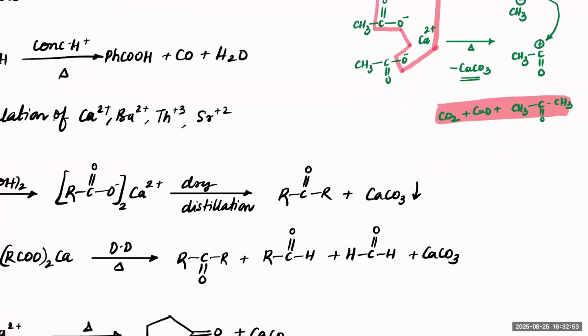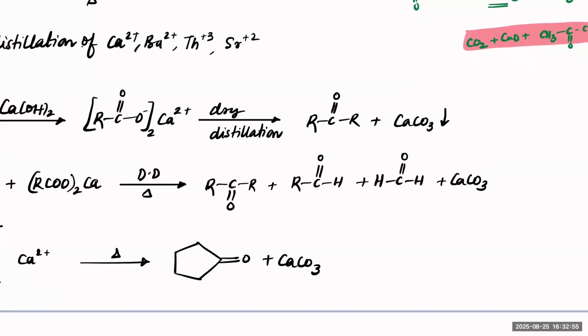Right. So you notice that on dry distillation, one of the carbon dioxides you have to remove. For the second carbon dioxide, you just have to connect with the first carbon's R group, the alkyl group. Done.